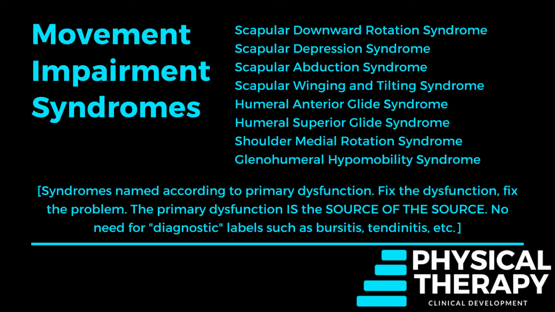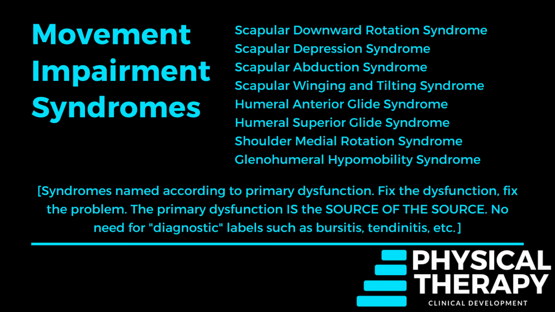There's scapular downward rotation syndrome, scapular depression syndrome, scapular abduction syndrome, winging and tilting syndrome, humeral anterior glide syndrome, humeral superior glide syndrome, shoulder medial rotation syndrome, and lastly, glenohumeral hypomobility syndrome. Now, all 8 of these syndromes are characterized by a primary dysfunction. And according to her model, if we fix the dysfunction, we fix the problem.